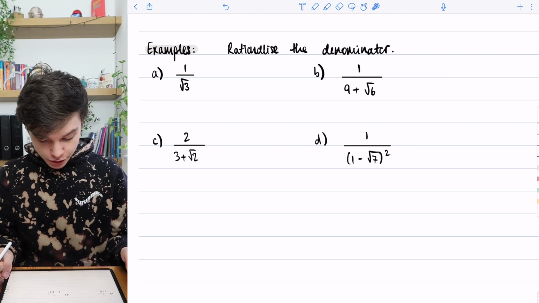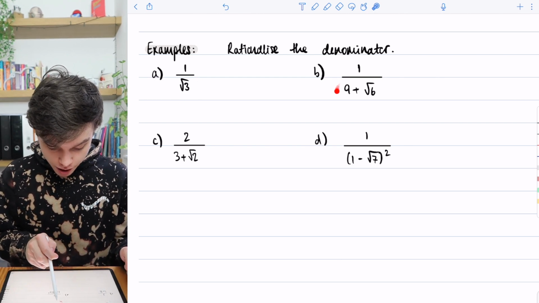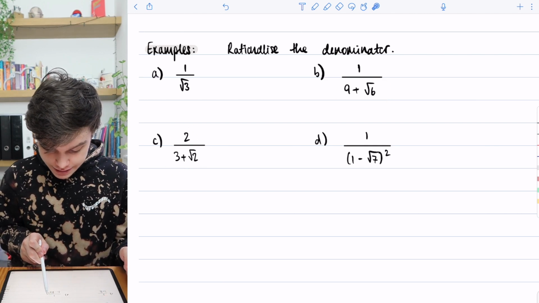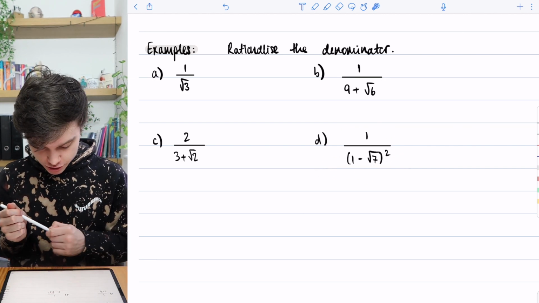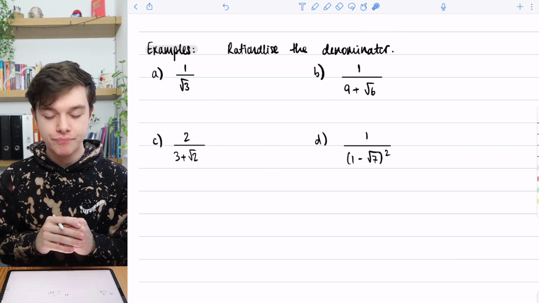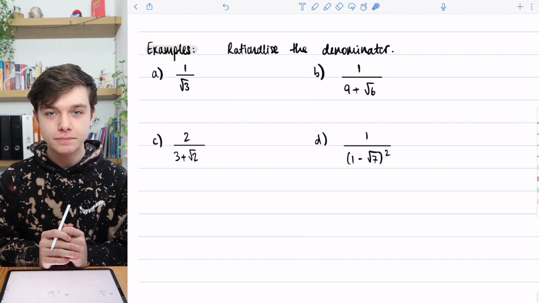There's an example here of just a surd on the bottom, a positive, another positive, but we've got a 2 on the top, and here we need to do something on the bottom there. We need to do a little bit of expanding. So press pause and have a go if you want to, and then we'll work through the answer.